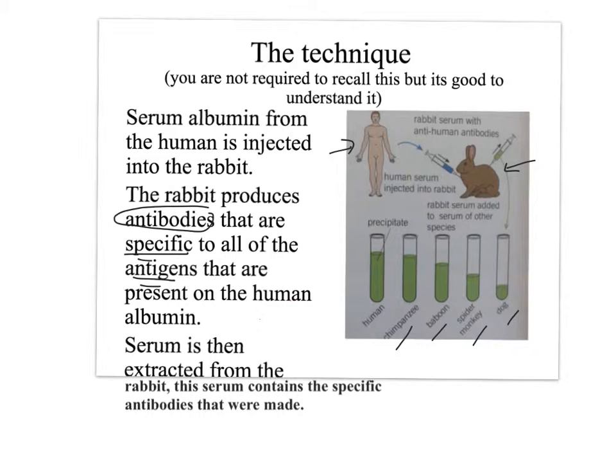Now we need to remember, albumin doesn't just have one antigen on its surface. Albumin as a protein will have lots of antigens on its surface. So the rabbit will produce a series of antibodies to all of those specific antigens that are present on the human albumin. Okay? What you then do is that you extract the serum from the rabbit. Now remember, that serum is going to be containing all the specific antibodies that were made to the human albumin. Now what we're going to do in a second is do something with those specific antibodies.